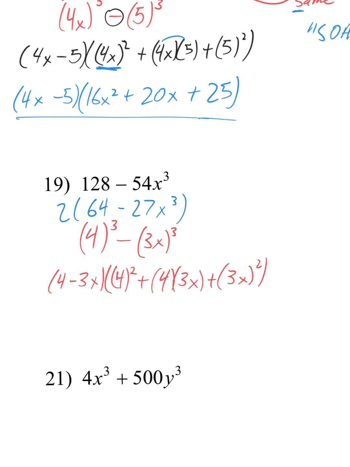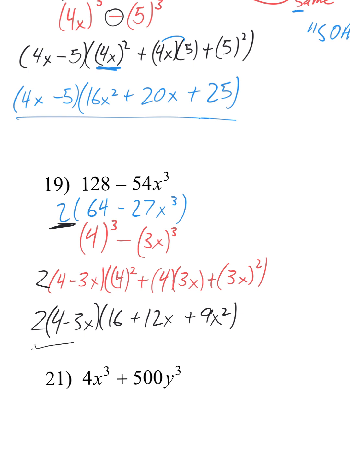Okay, and so what does our final simplified answer look like? We got 4 minus 3x, 16 plus 12x plus 9x squared. And don't forget about that 2 we took out. He's been hanging out this whole time. So there we go. There's our 2 in the front as well. Okay, and this right here, this last line will be our final answer in this case.